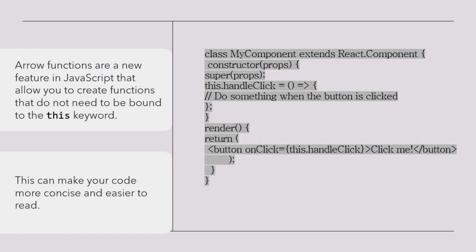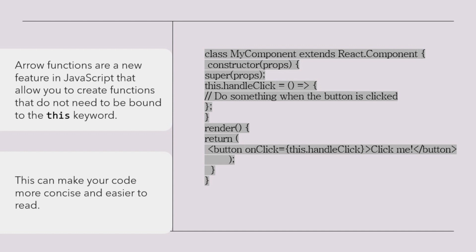You can also use arrow functions to handle events in class components. Arrow functions are a new feature in JavaScript that allow you to create functions that do not need to be bound to the this keyword. This can make your code more concise and easier to read. Here is an example of how to use an arrow function to handle a click event on a button.